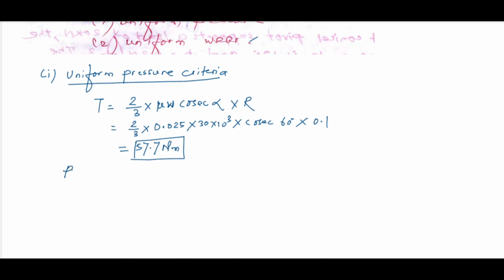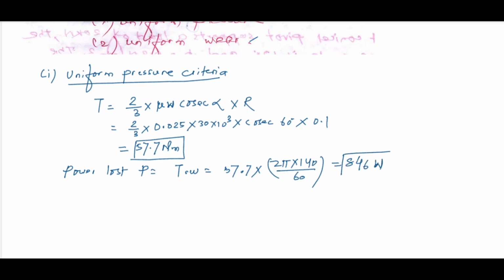Now power lost P will be T dot omega, so 57.7 into omega. You can calculate omega from N is 140, so 2 pi into 140 by 60, so P is coming around 846 watt.